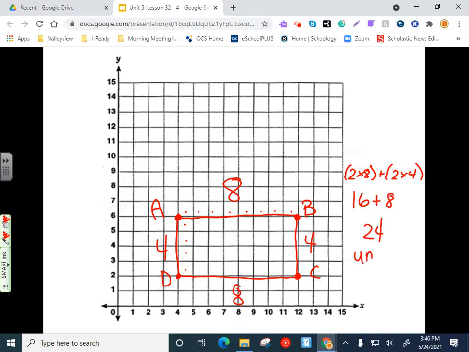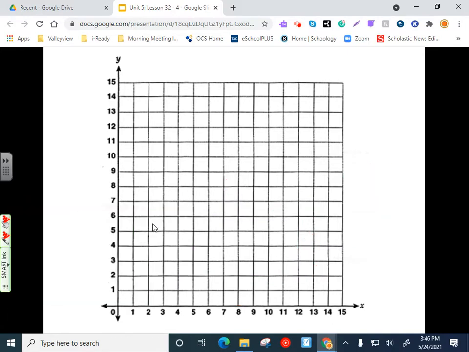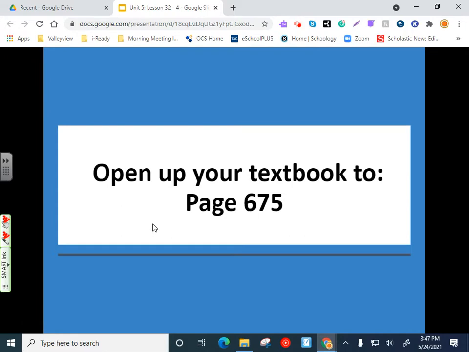And we'll call this 24 units because it did not give us a specific measurement as far as what the lengths are here. So we just use the term units. So that's a nice review of not only geometry, but our coordinate pairs and all of that. So please open up to page 675.